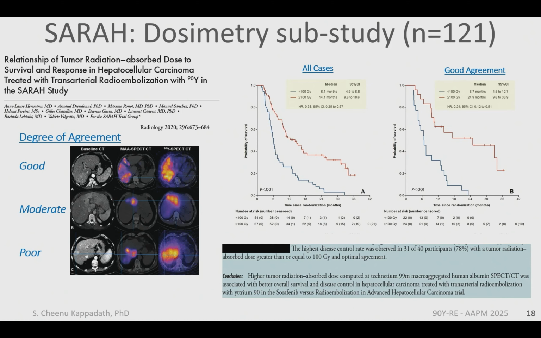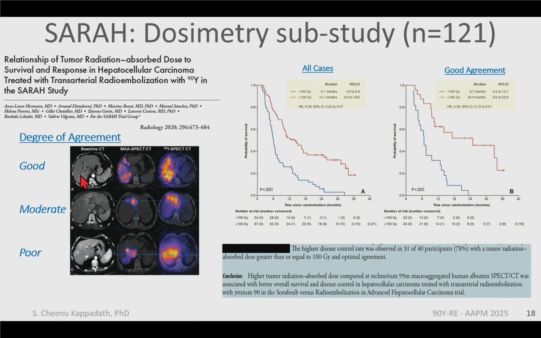For several patients, they had done post-treatment imaging, and what they found was if the post-treatment imaging confirmed a greater than 100 gray to the tumor, then you actually were able to see in the Kaplan-Meier curve a difference in the OS, between 6 months and 14 months, okay? So if you actually delivered high dose, you got it.